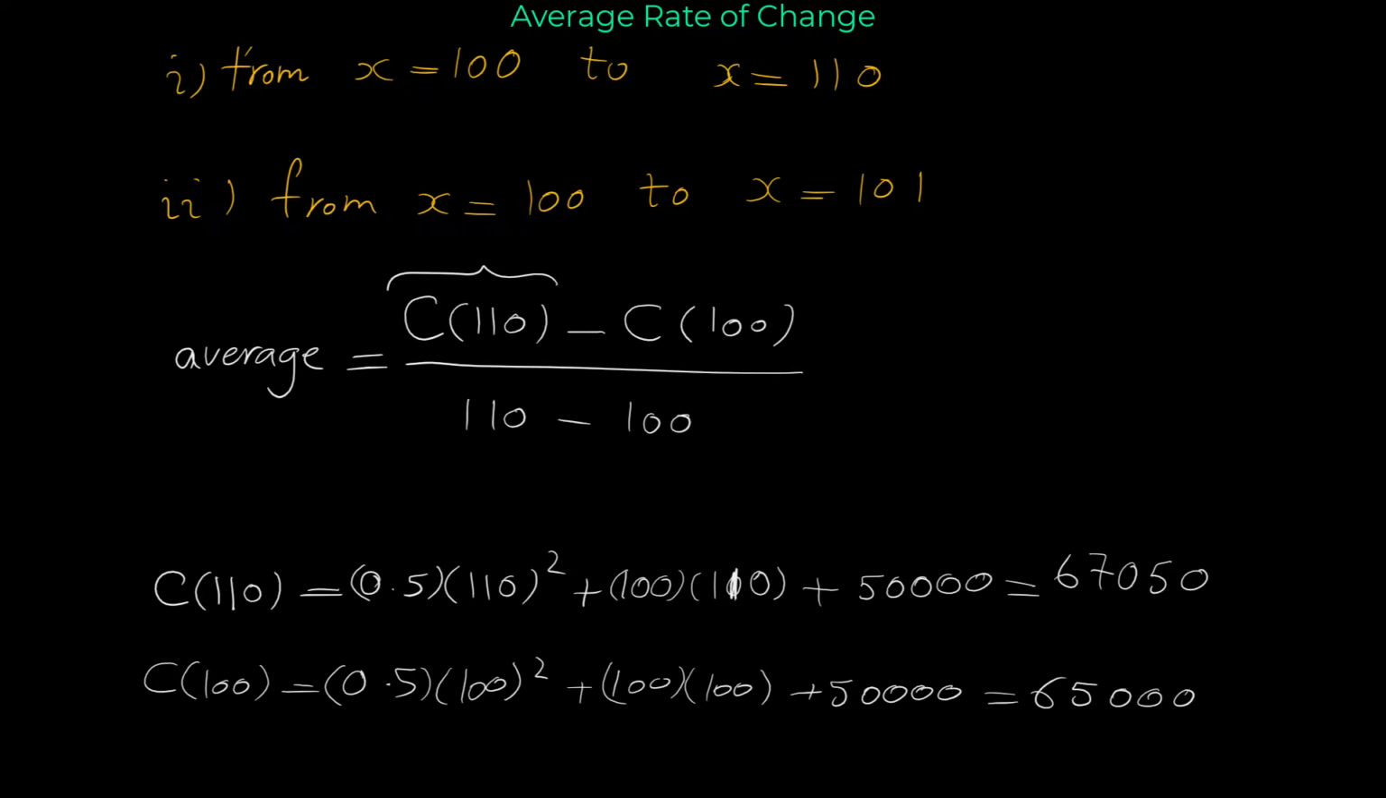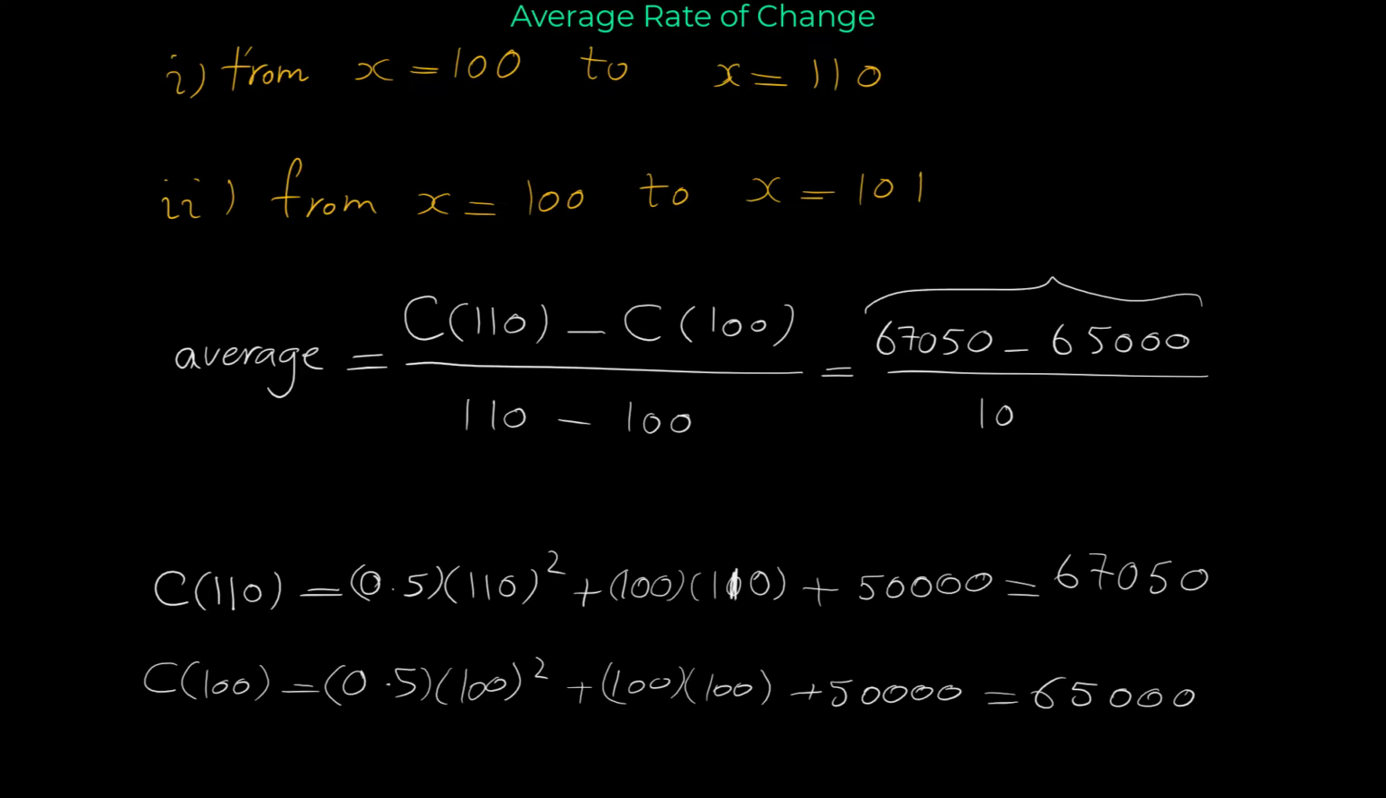Now that we have these values, we can find the average rate of change. It equals 67,050 minus 65,000 divided by 10. This difference is 2,050. If you divide it by 10, it would be 205. So the average rate of change of cost when the production level changes from 100 to 110 is 205.